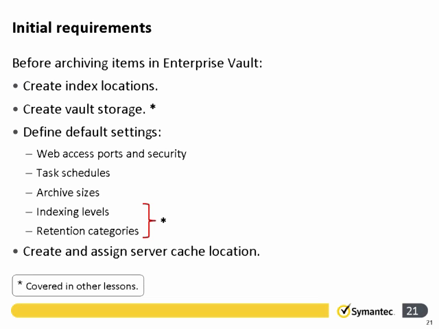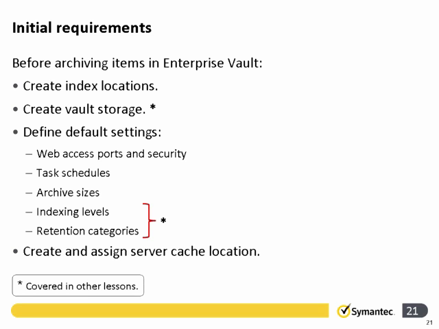What types of settings would you configure? Well, first you need to make sure that you have the index locations defined. And in this particular lesson, we'll show you how to go through and create those index locations. In a later lesson that deals with indexing, we'll go through and talk about some considerations for selecting those particular index locations. We're also going to go through and create the Vault storage. And again, we have a separate lesson that's going to deal with setting up and configuring the Vault storage for us. And then we're going to define some default settings. We're going to go through and set up and look at the web access ports and security, which means are we going to use the Secure Sockets Layer or SSL.